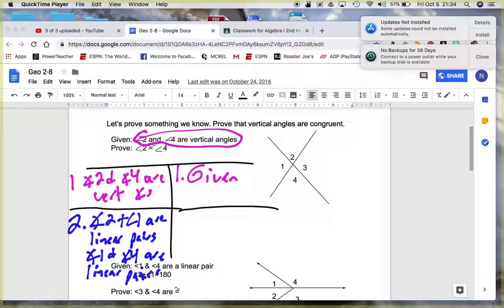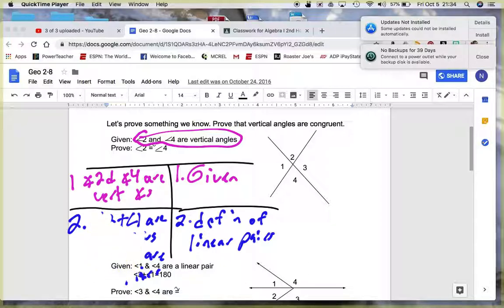Remember, a linear pair just means that they are two angles next to each other that make a straight line. Technically, I'm going to go back. The definition of linear pair says two angles that make up a straight line. So I also know then that I can skip straight to this: angle 2 plus angle 1 equals 180, and angle 4 plus angle 1 equals 180.